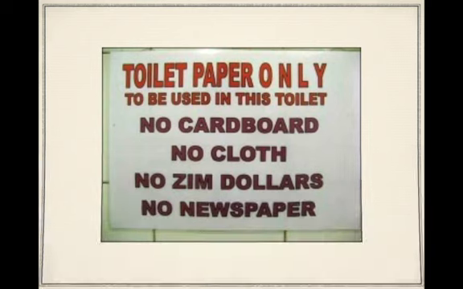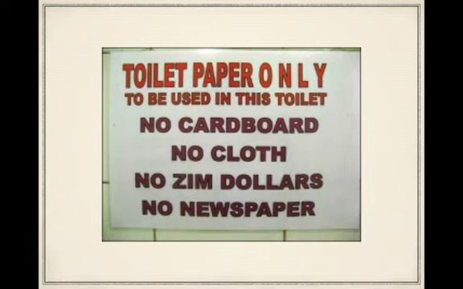So here's an example of something that intrigues me. This was a sign at the South African Zimbabwean border that said no toilet or toilet paper only to be used in this toilet, no cardboard, no cloth, no newspaper. Now that part is not uncommon. We see these signs all over the place, and it makes sense that people don't want you flushing this stuff down the toilet because it clogs it up and so forth. The piece that jumps out to me about this sign is the no Zim dollars part. In other words, that means no Zimbabwean dollars. So that also seems comprehensible, why the shopkeeper wouldn't want people flushing Zim dollars down the toilet. It probably is going to have a similar impact to the others.